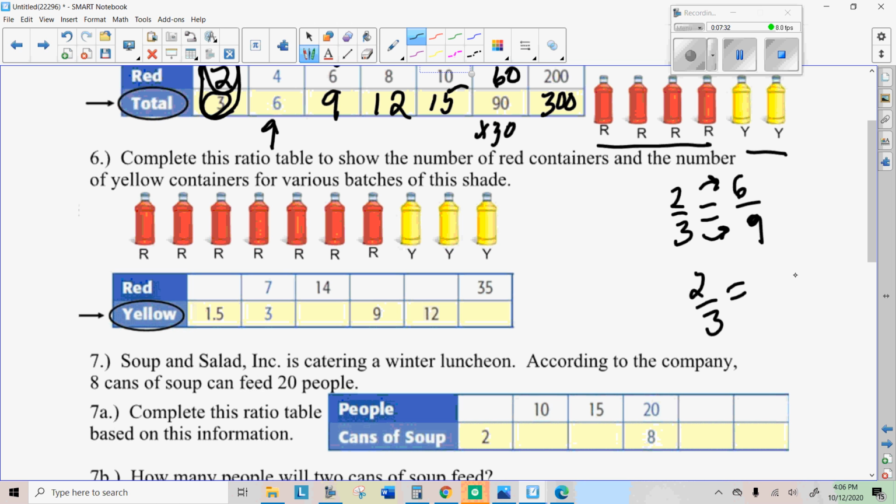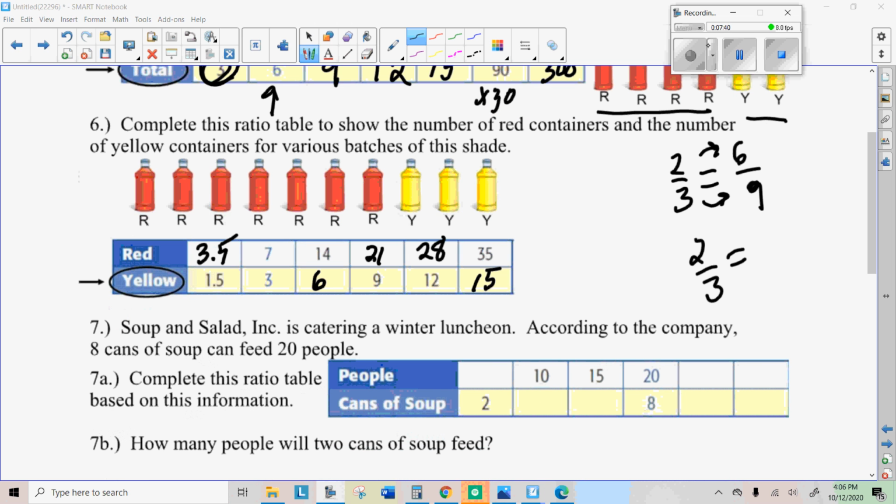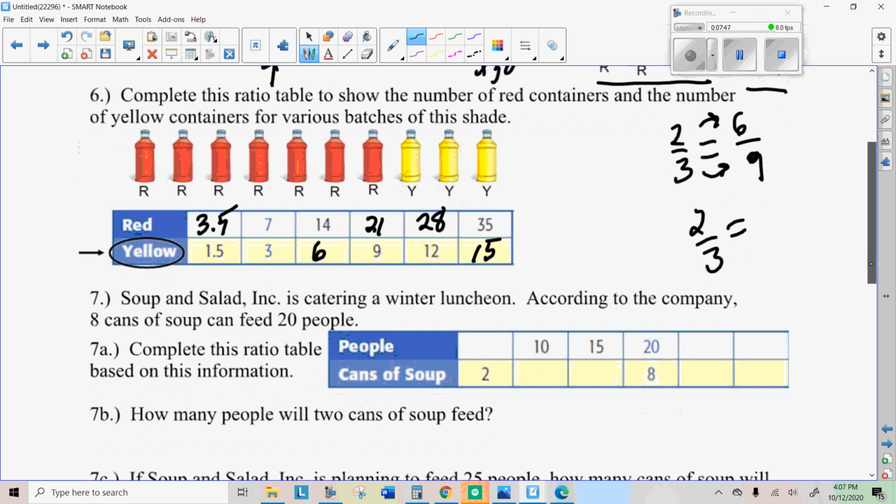Okay, now sometimes you're going to have some decimal numbers, but sometimes you could do that. You could have like half a bottle. There you go. All right, Soup and Salad Incorporated is catering a winter luncheon. According to the company, 8 cans of soup can feed 20 people. So that's this one right here. That means that, let's do half of that recipe. That means 10 people would need 4 cans. Okay? And then 25 people would need 10 cans.